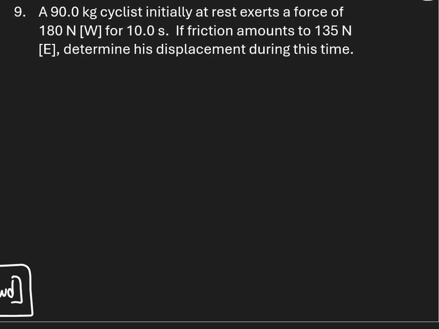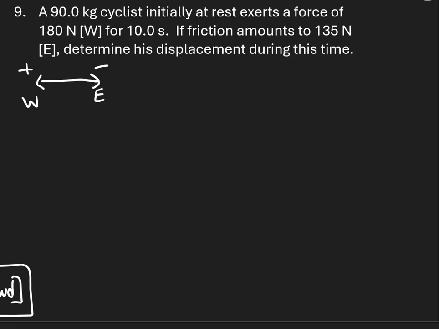Let's pick our directions first. We got east going this way and we got west going this way. Since west is the first one that's mentioned, and that's where our exerted force goes, and friction is east, let's call west positive and east negative. Again, you could pick the opposite. That would be totally fine.